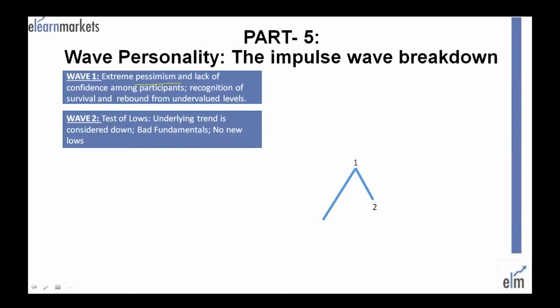When we come to wave 2, there is a test of lows. The underlying trend is considered to be down. There are really bad fundamentals and no new lows. Now what we are talking about is the wave personality, or the psychology behind the development of waves.